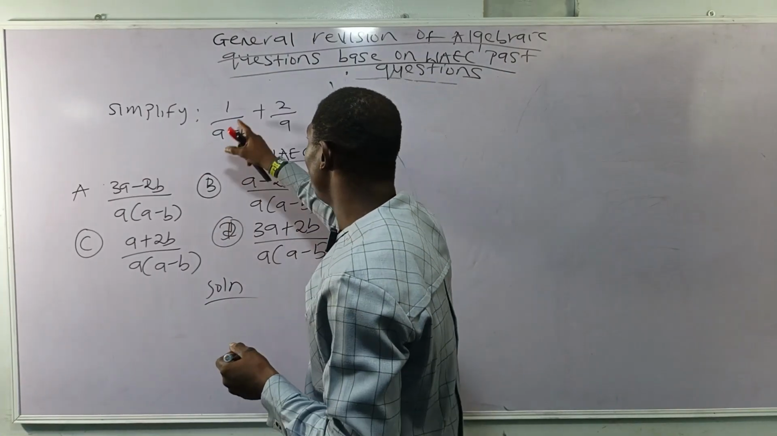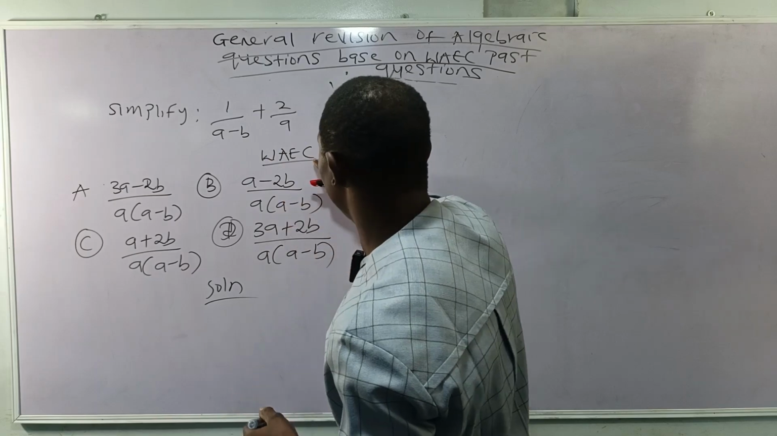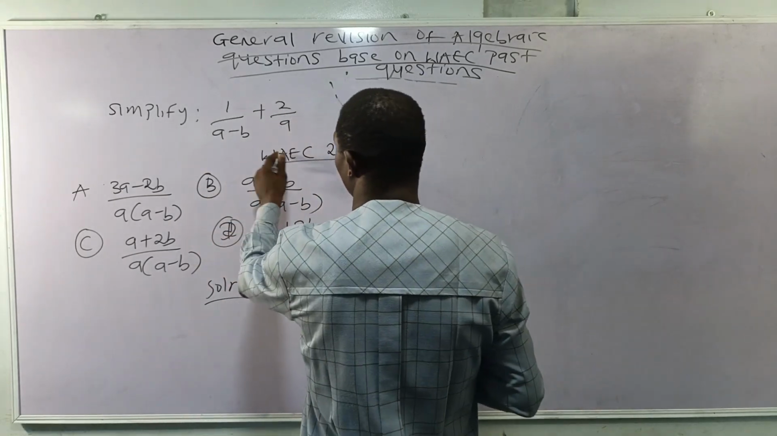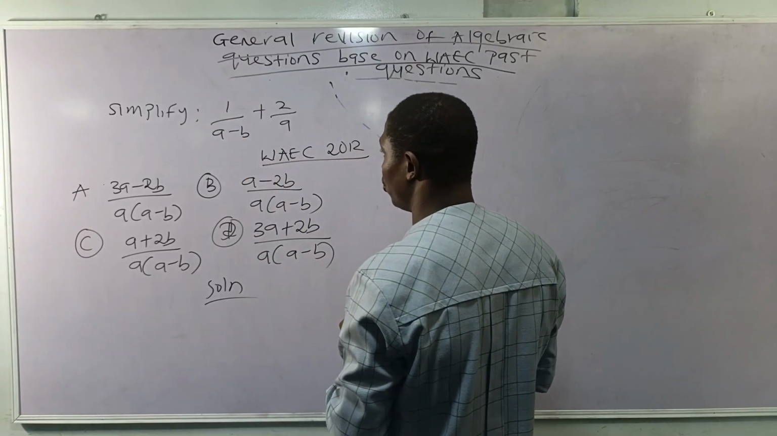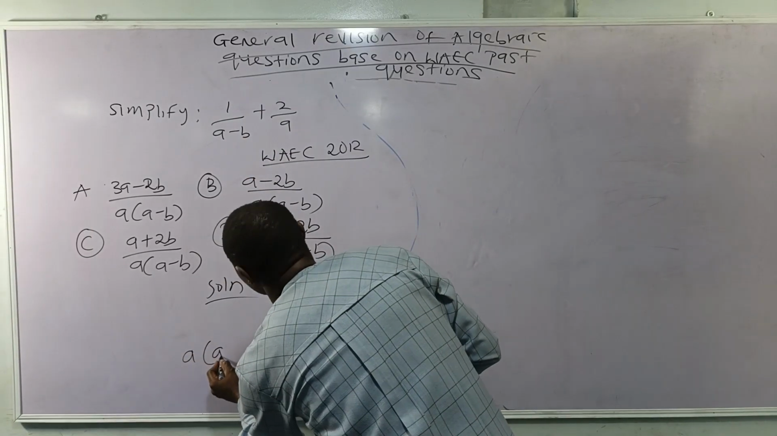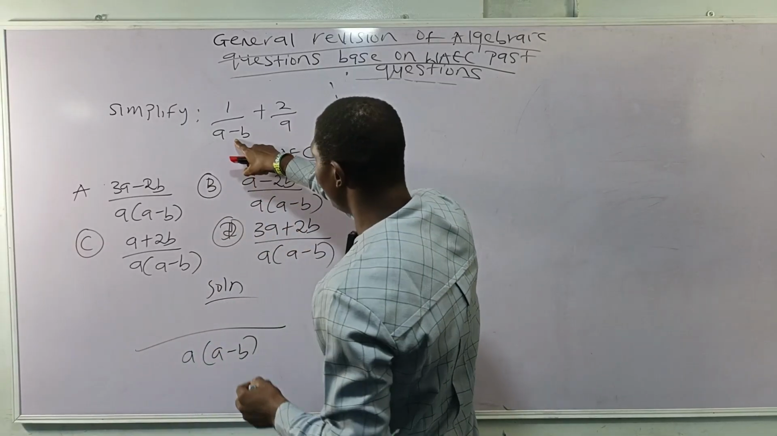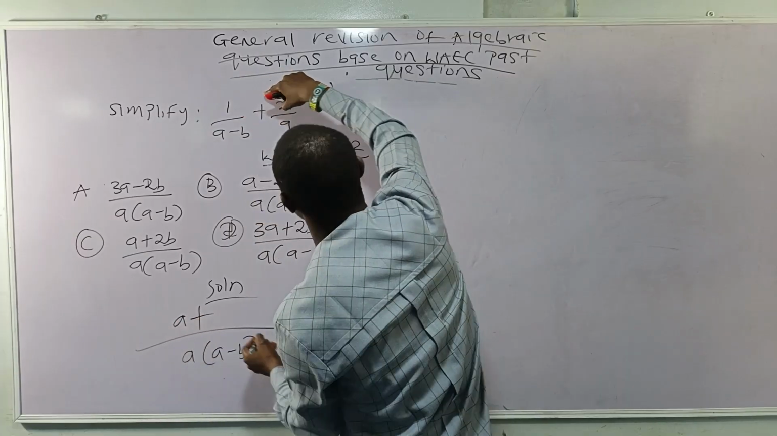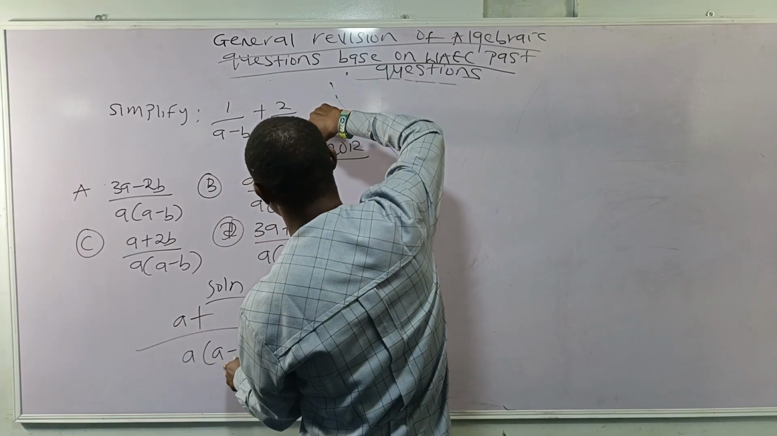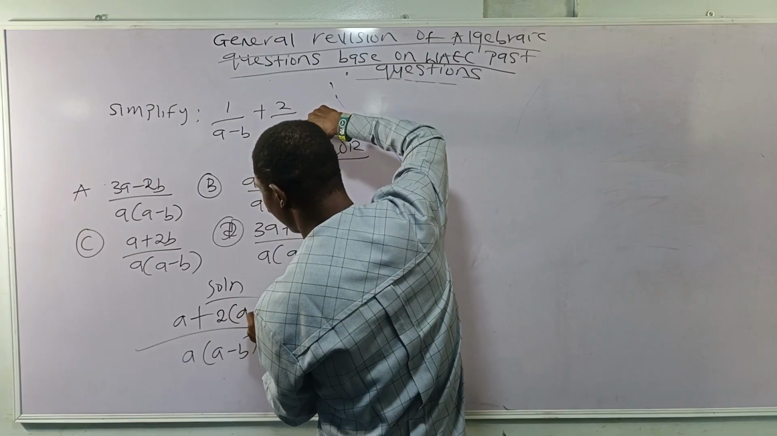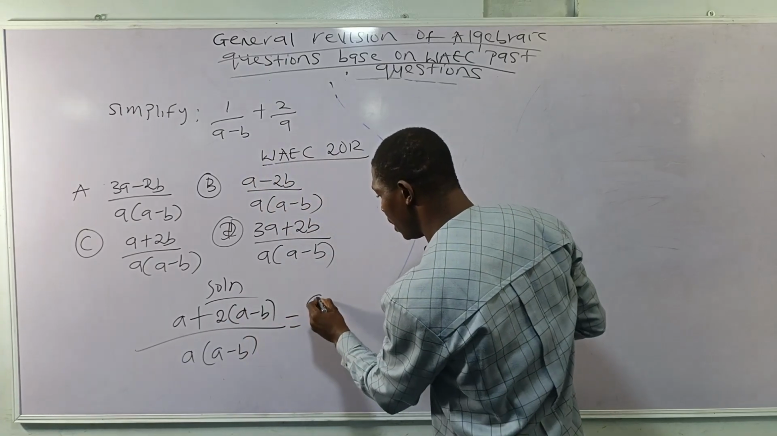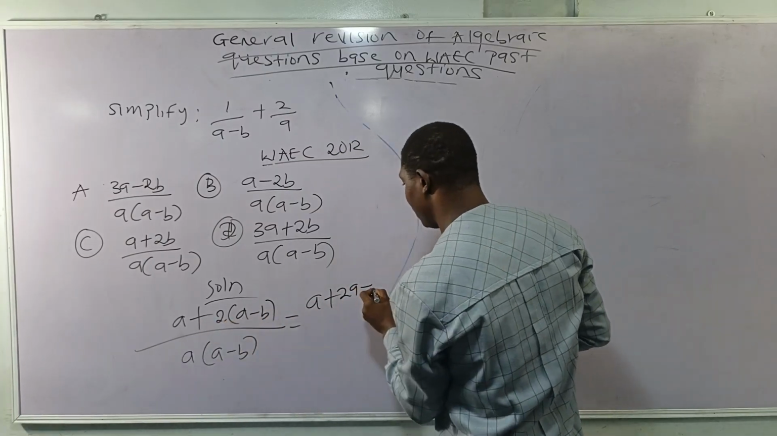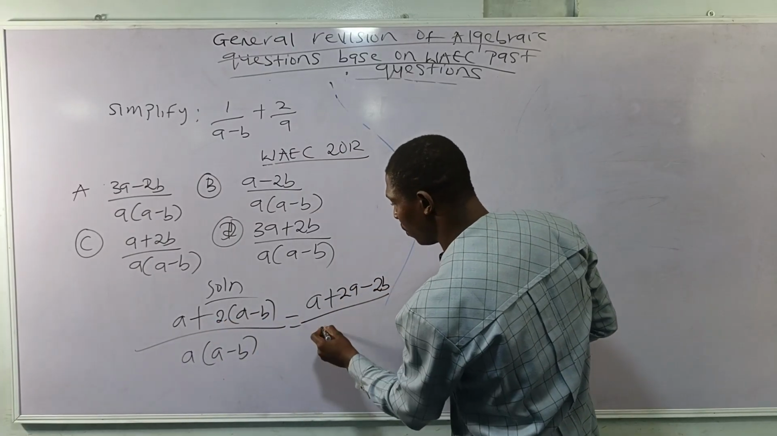We have to simplify 1 over a minus b plus 2 over a. It's a WASSCE 2012 question, and these are the options A to D. Since we have addition here, we must take our LCM, and the LCM of a minus b and a is simply a bracket a minus b. Now, if this cancels the LCM, I have a left. A times 1 will give me a. I'll put my plus sign. If a cancels a, I'll have a minus b left. So I have 2 multiplying a minus b. So this will give me a plus 2 times a, 2a, plus times minus, minus 2 times b, minus 2b, all over a bracket a minus b.